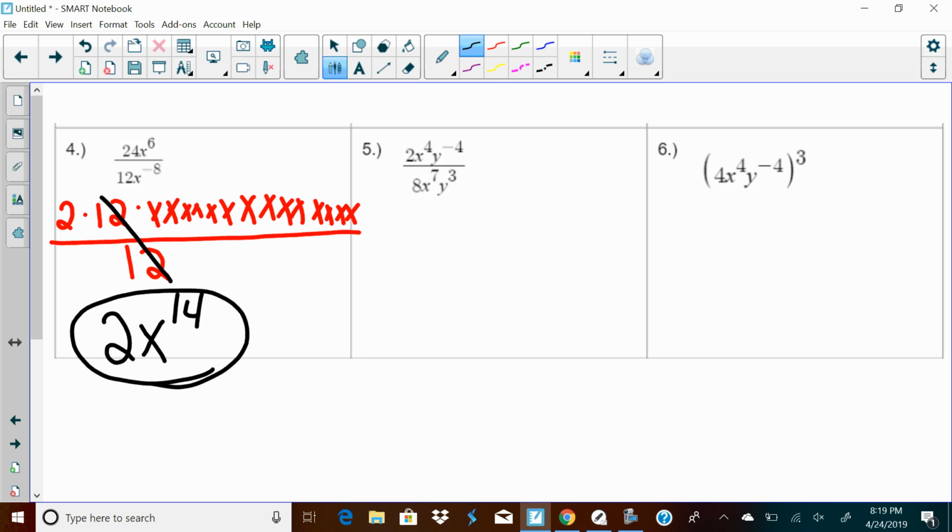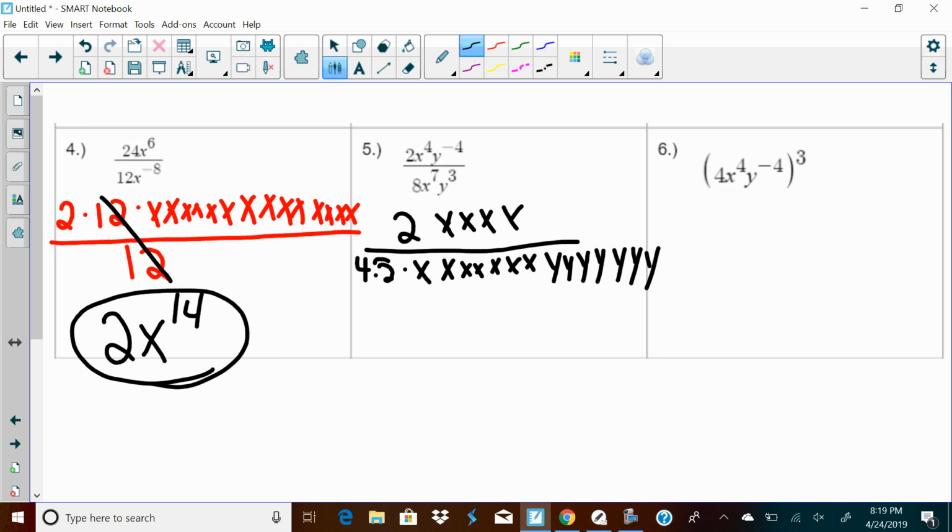Problem number 5, I'm going to have a 2 on the top with 4 x's. On the bottom, I have an 8, or 4, we'll do 4 times 2. 7 x's. 4 y's and then 3 y's. So the x's, this cancels 2. So I end up with 3 x's on the bottom. The 2's cancel out. So I end up with a 1 on the top, 4 on the bottom, x to the 3rd, y to the 7th.